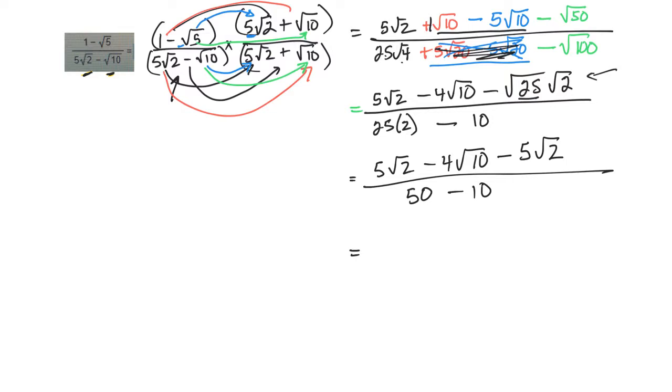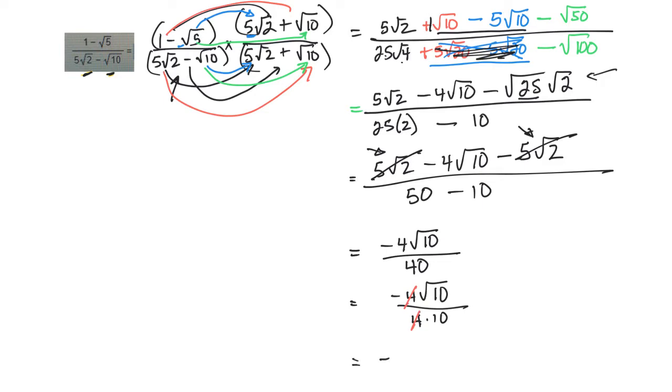Oh, positive 5 root 2 and a minus 5 root 2 cancel. So on the top I have minus 4 root 10 over 50 minus 10 is 40. Oof, that's a whole lot of number crunching. Oh, and I'll bet we can keep going. So this would be minus 4 root 10, and 40 is the same thing as 4 times 10. And so the 4's cancel out. So my answer in the end will be a negative root 10 over 10.